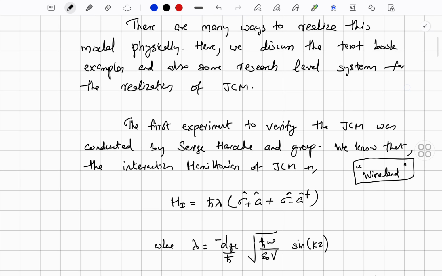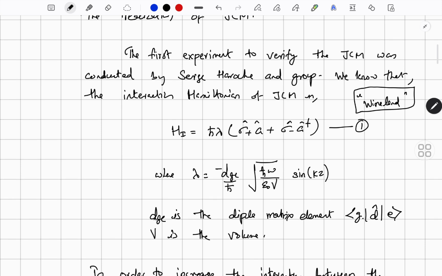The interaction Hamiltonian of the JCM, we already know, is given as ħλ(σ+a + σ−a†). This represents the interaction between the atom and the field. Here we have a multiplication factor λ, and if λ is high, then obviously the interaction between the field and atom would be larger.